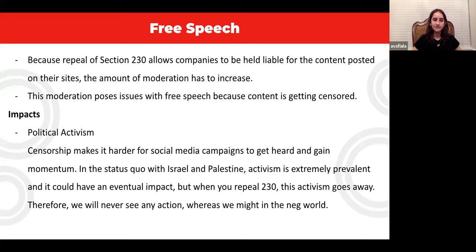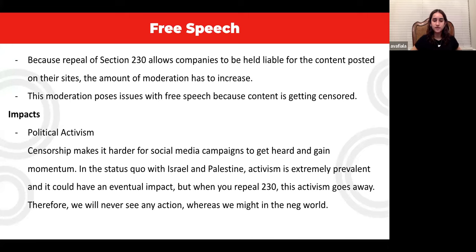So the impact that we talk about here is political activism. Censorship makes it harder for social media campaigns to get heard and gain momentum, because if we're cracking down on moderation, it means that they are most likely going to be moderated even more too. So it's going to be a lot harder for them to get their message out when a lot of these activism groups use social media as their main platform to try and spread information. So in the status quo, especially with the Israel-Palestine conflict, and then we just had the Russia-Ukraine conflict, activism is extremely prevalent everywhere we look, and it could have an eventual impact if it keeps going.